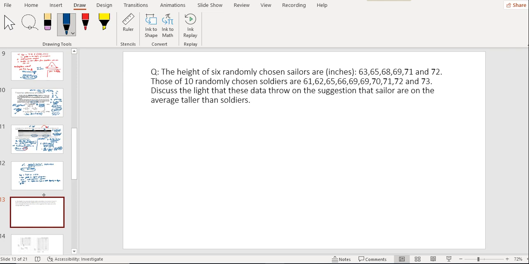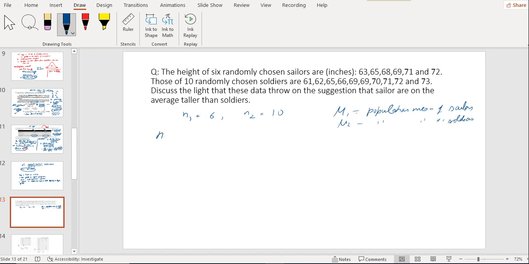In this question, the heights of 6 randomly chosen sailors are these, and those of 10 randomly chosen soldiers are these. So we are given two samples, n1 is 6, n2 is 10. Discuss the light that these data throw as suggestion that sailors are on average taller than soldiers. So let mu1 be the population mean of sailors, and mu2 represent the population mean of soldiers.